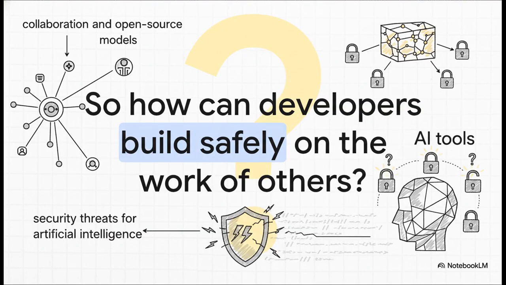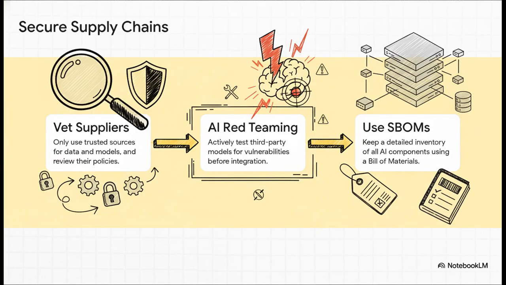All of this leads to a really important question, right? In a world that's all about collaboration and using open source stuff, how can developers possibly build on the work of others safely? The answer really comes down to being vigilant. It starts with the basics, carefully checking out all your third-party suppliers. Only use trusted sources. Then there's something called AI red teaming, which is basically where you pay people to try and break your model to find the flaws before the bad guys do. And finally, you have to keep a detailed inventory. It's called a software bill of materials, or an SBOM, and it's literally like a list of ingredients for your AI so you know exactly what went into it.